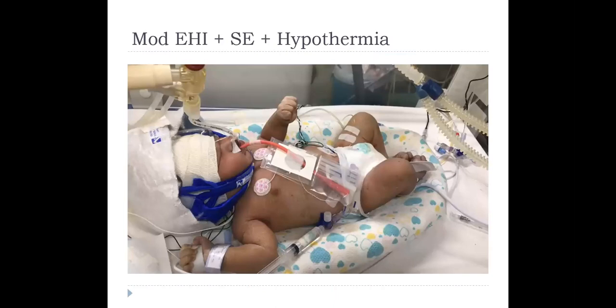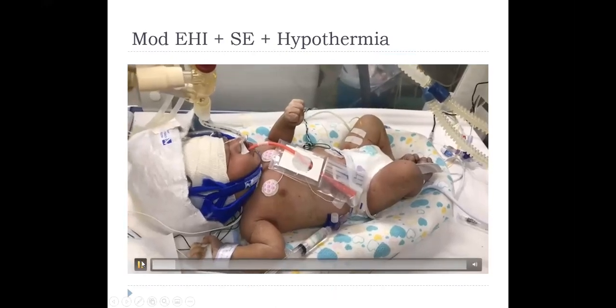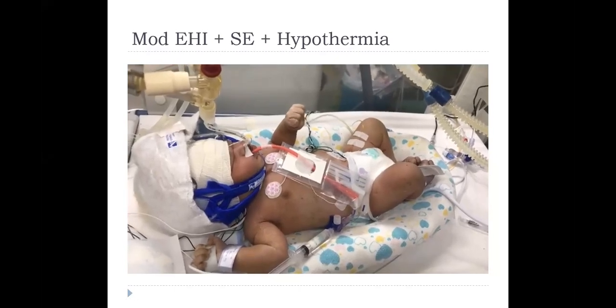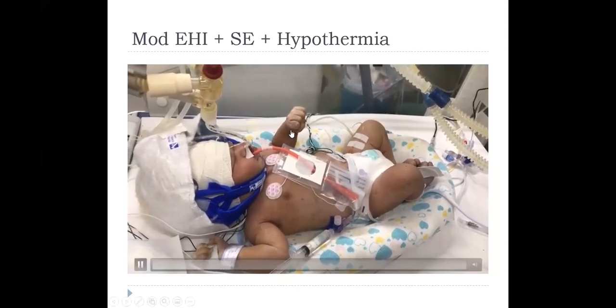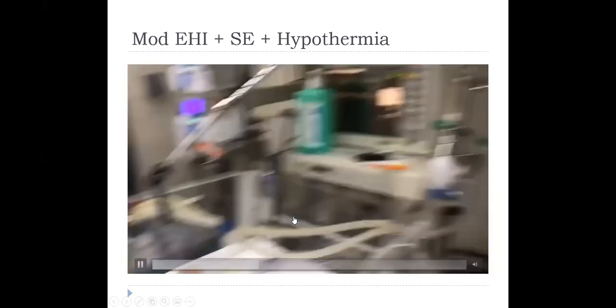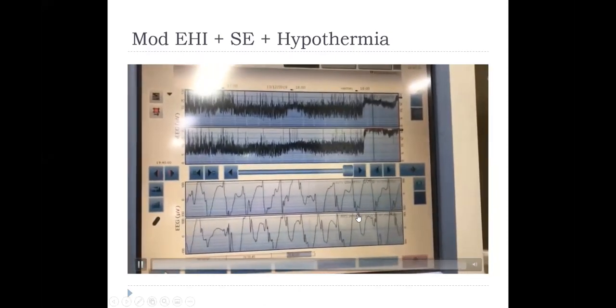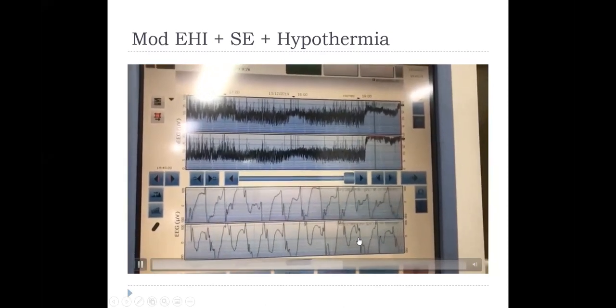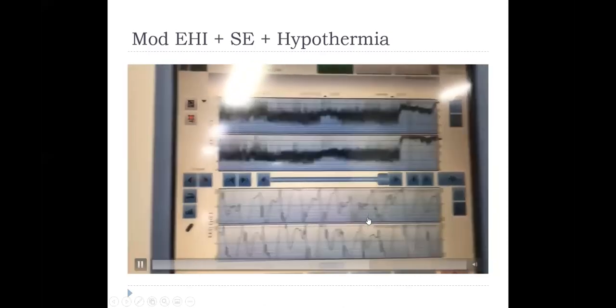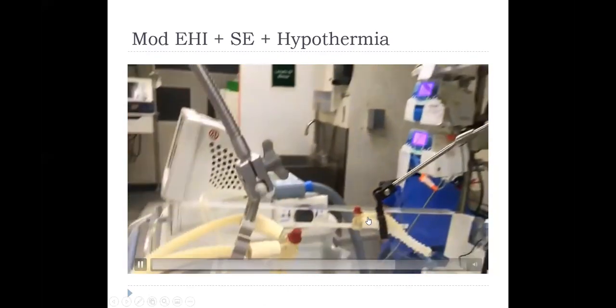This is our case. It is a moderate hypoxic-ischemic encephalopathy with status epilepticus plus hypothermia. You can see the clonic movements of the hand, and you can see the graph elements are very repetitive, high voltage.